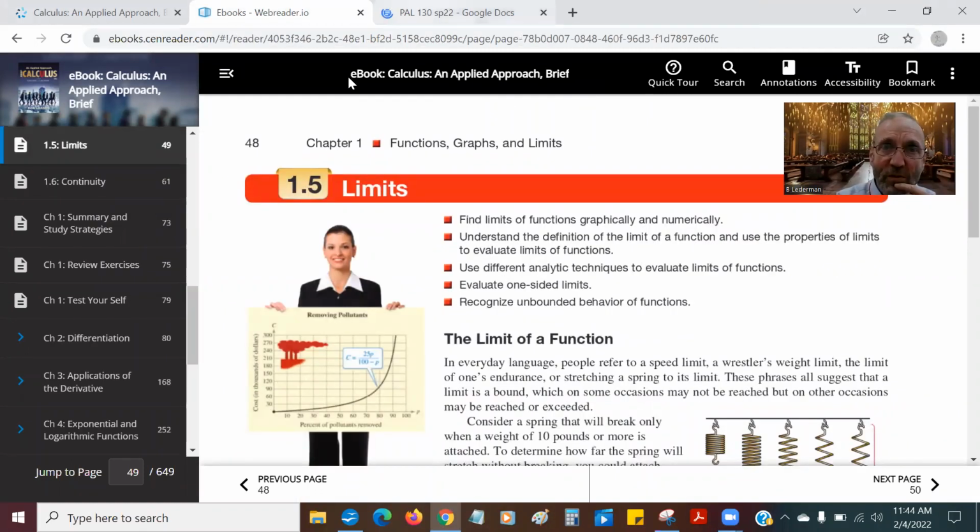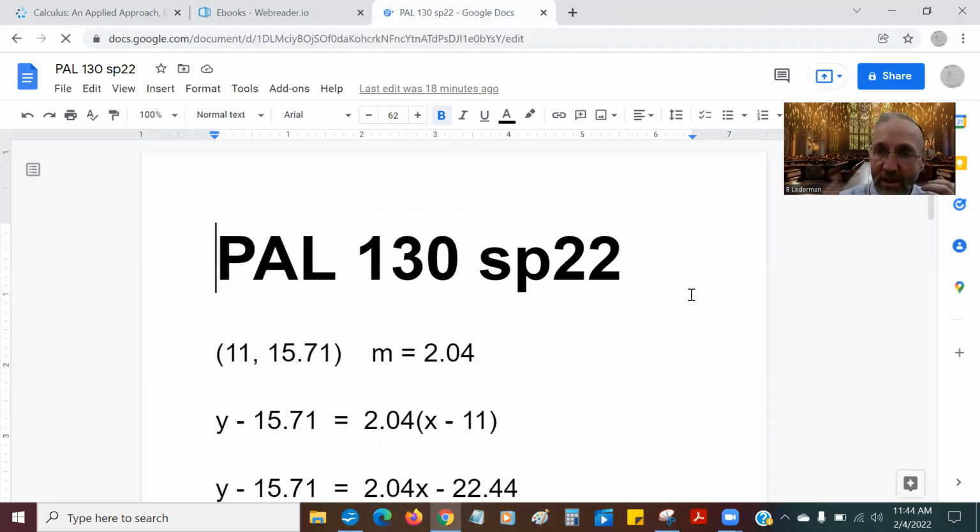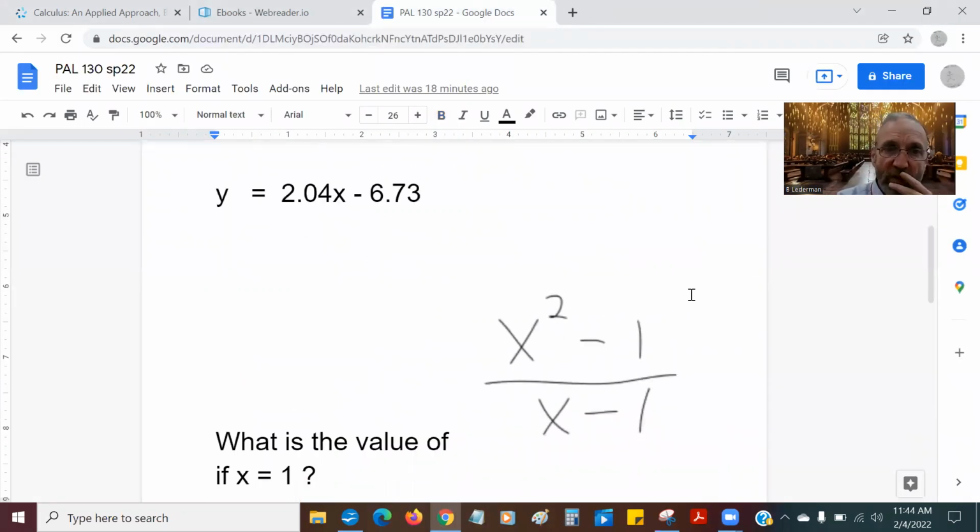And suppose I would ask you, what is the value of x squared minus 1 over x minus 1 if x equals 1? Now, I know what you're going to say. You're all going to say, well, it's undefined, because if I plug in x equals 1, I get a 0 on the bottom of a fraction.